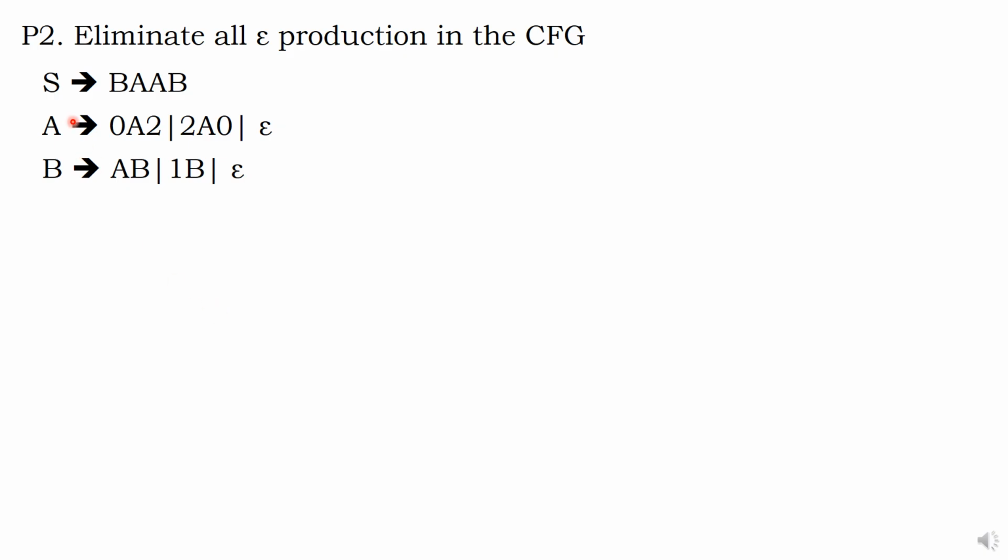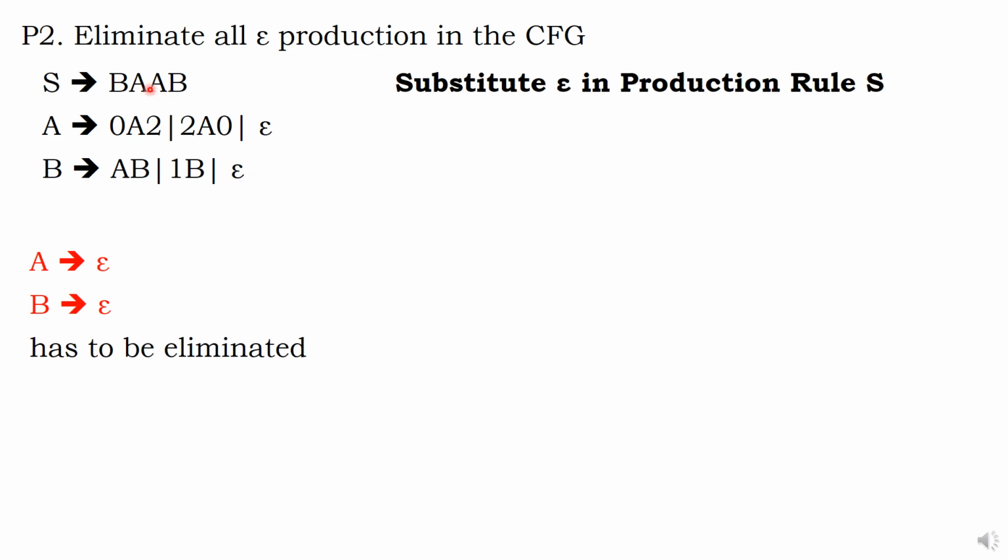Are you seeing epsilon production? Yes, sir. A gives epsilon. B gives epsilon. Available, sir. Now, we will start with production rule. Yes. Let us write as it is. I wrote, sir. Then, single substitution.